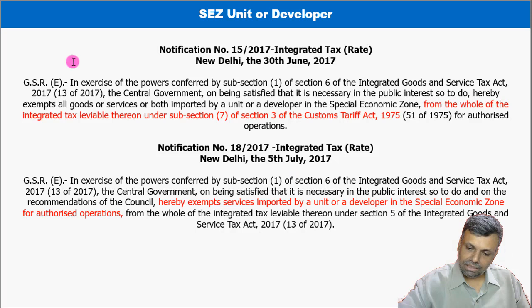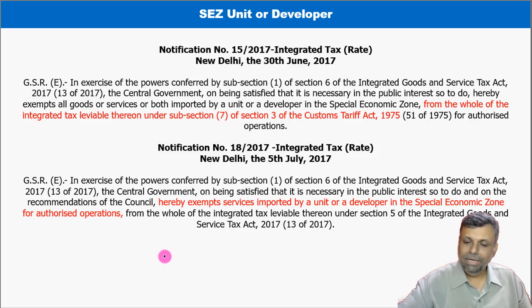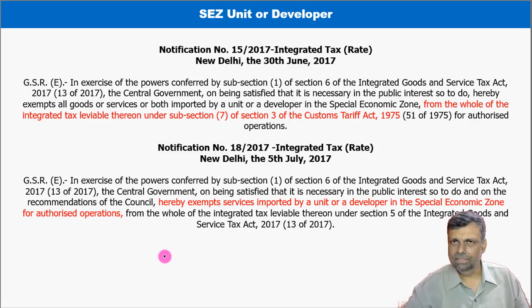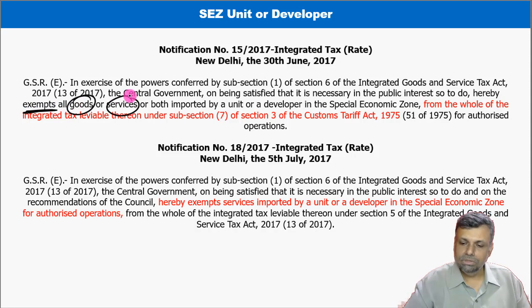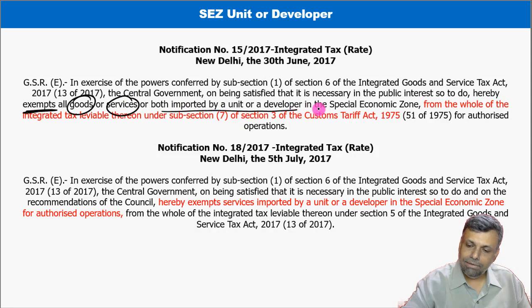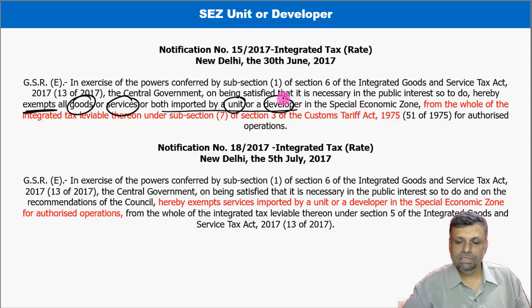Now friends, in this particular connection, there are certain benefits which have been given by the notifications naturally, and most of these notifications are linked with your zero rated, because right now we are doing revision only for the zero rated. Okay, now first of all, there is one exemption which is given. It exempts all the goods or the services which is imported by developer, SEZ developer, okay, or a unit. Okay, so goods and services both imported by developer unit, SEZ developer or a SEZ unit.